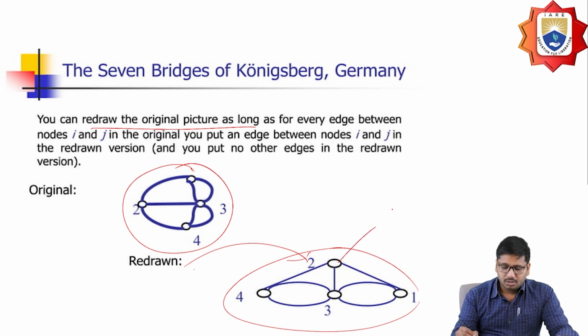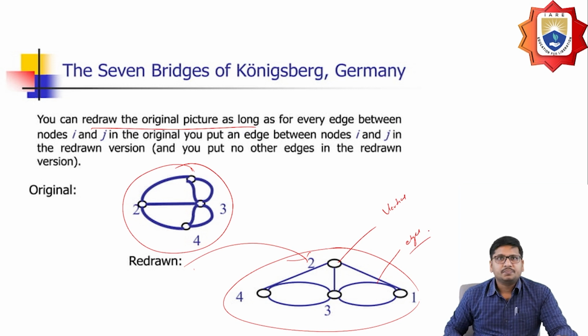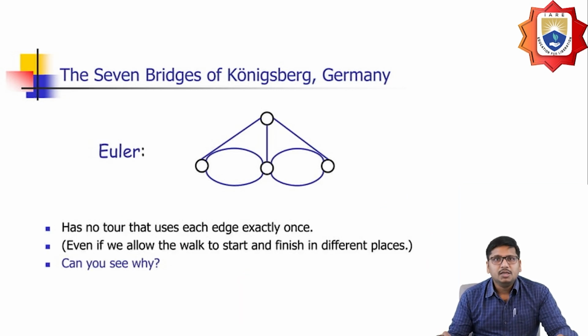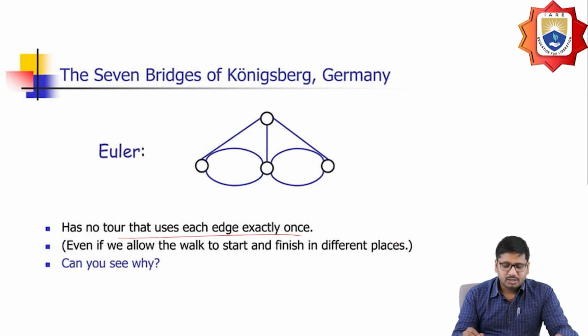And this is what we call the vertices of the graph, and these paths are what we call the edges. So this is the Euler's problem, which has a tour that uses each edge exactly once, even if you walk to start and finish at different places. Can you see how it works?